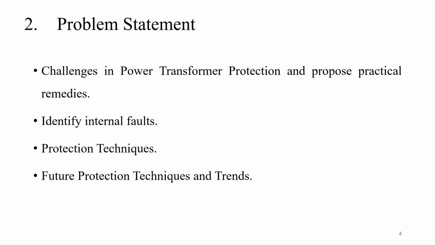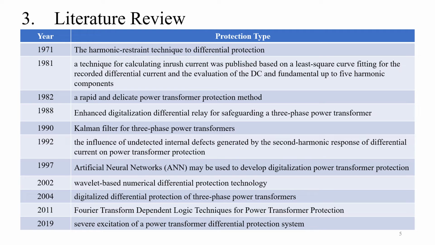Moving to the next slide, which shows the literature review. In 1971, the basic principles of digital computer operation for power transformer protection were established. The harmonic restraint techniques for differential protection: digital filters are used to discriminate between faults and magnetizing inrush currents. The filters are made up of the fundamental and second harmonic content of the measured differential currents.